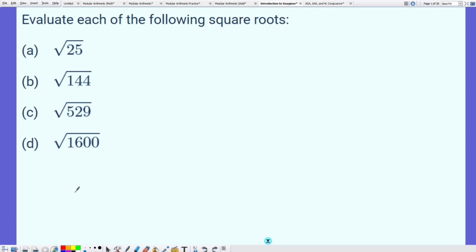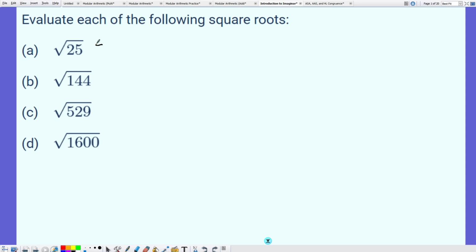We're going to start out with perfect squares and then move on to non-perfect squares because it's going to help us work with some of the more advanced problems we're going to be dealing with today. So let's start with part A. Evaluate the square root of 25.